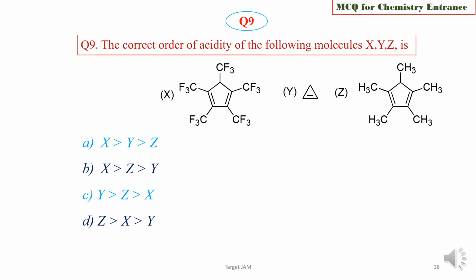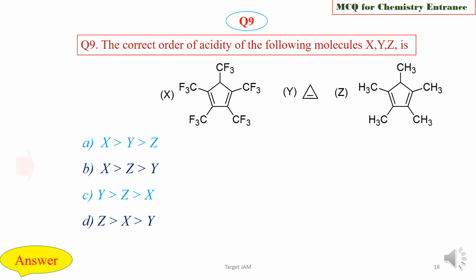Question 9. The correct order of acidity of the following molecules X, Y and Z is. First see the structure of X, Y and Z, then choose the correct order of acidity of these three compounds. X greater than Y greater than Z, or X greater than Z greater than Y, or Y greater than Z greater than X, or Z greater than X greater than Y. Choose the correct order, and we are now going to check the answer key.